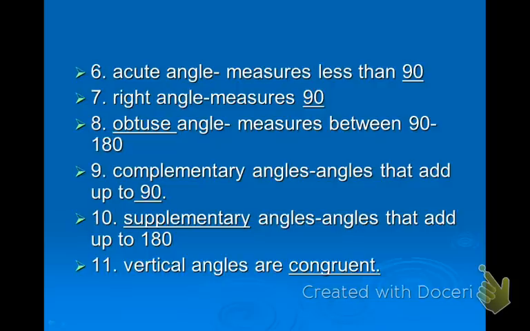Vertical angles are congruent, and again we just learned congruent, same size and shape. So you get vertical angles when you have two lines that cross, and this angle 1 and angle 2 would be considered vertical angles, and they are the same measurement. This angle 3 and this angle 4 are vertical angles. So it's not really a definition of vertical angles, just a property about them that they are congruent.